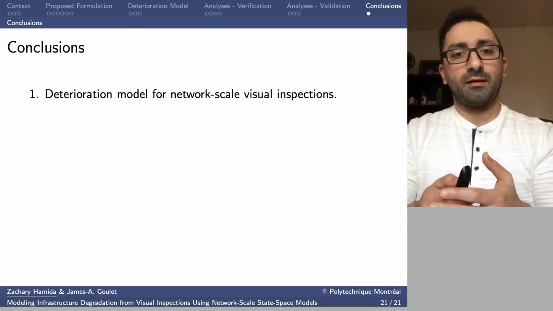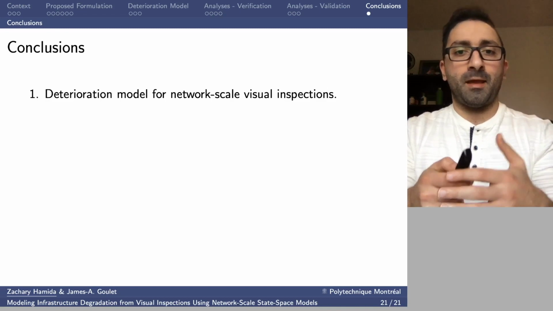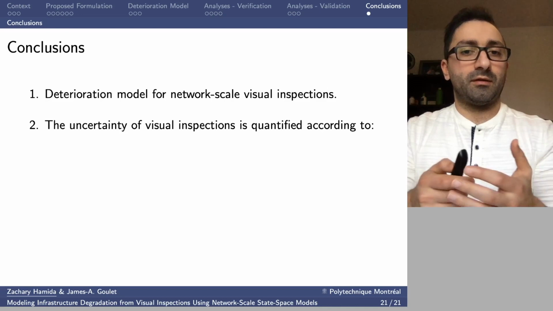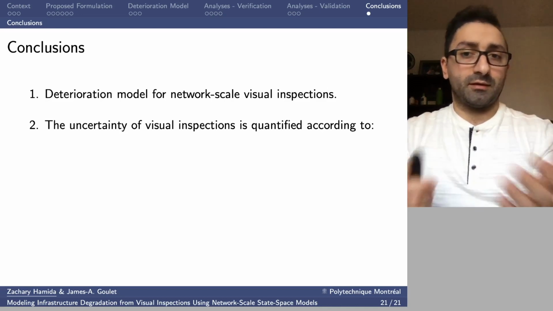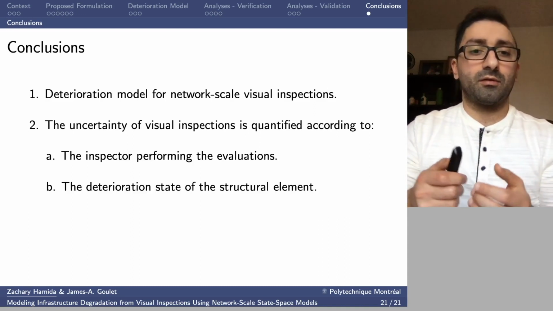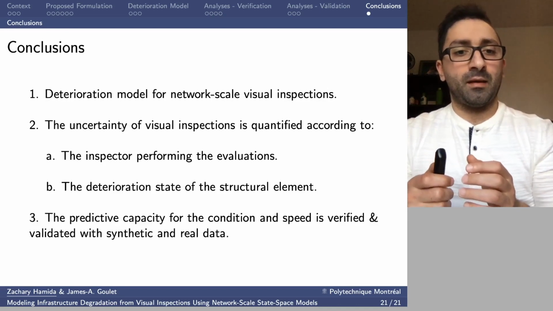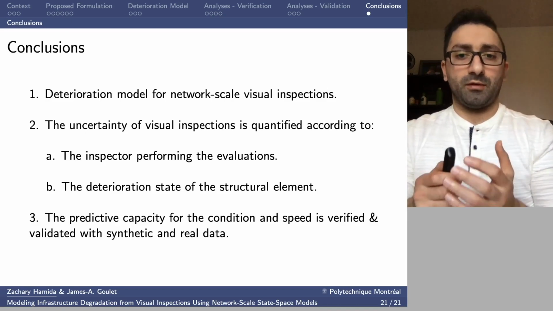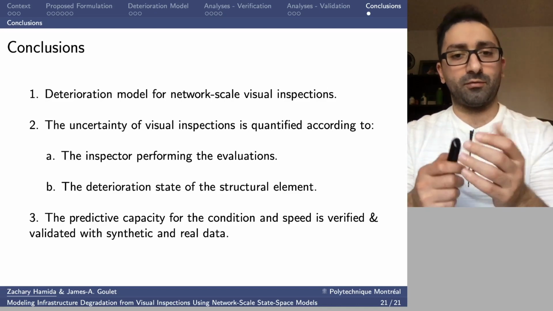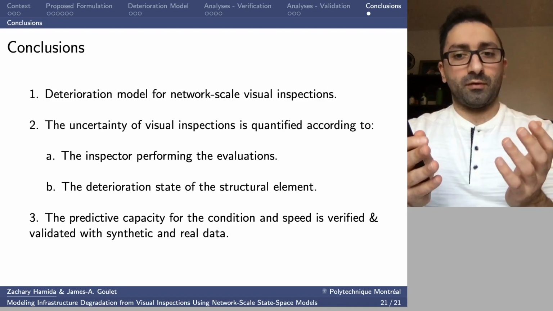For conclusion, what we've done here is that we proposed a deterioration model for network scale visual inspection data. The uncertainty of visual inspections is quantified according to the inspectors performing the evaluations and according to the deterioration state of the structural elements. The predictive capacity of the model is verified and validated with synthetic data as well as real data, respectively. So this is for the work.